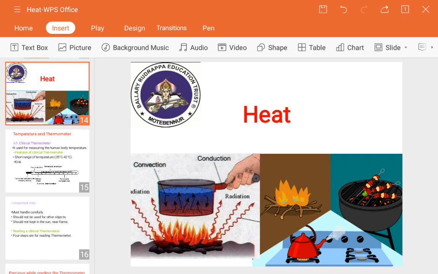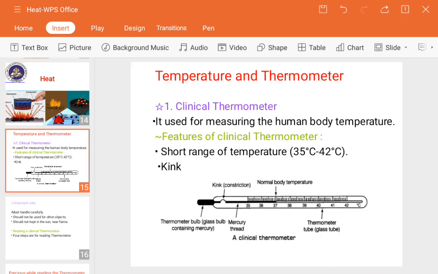There are some precautions and some important notes on how to read the temperature. These things we will see. So now we will move towards our chapter.